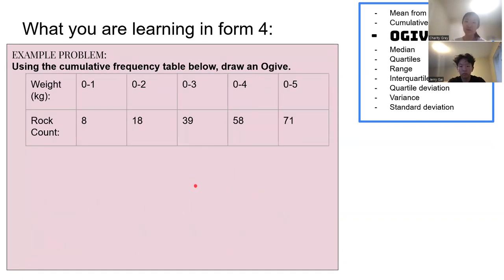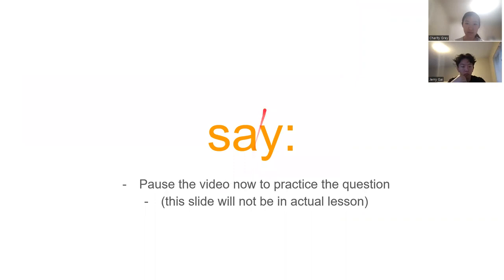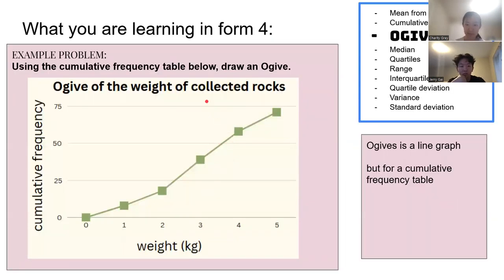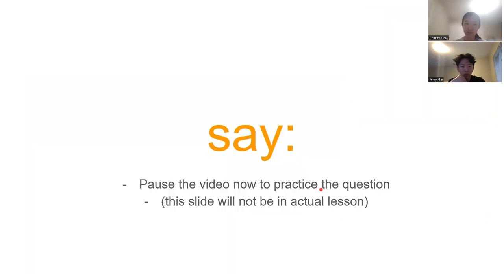An ogive also has to use a cumulative frequency table. The definition of an ogive is a line graph, but for cumulative frequency tables. Pause the video right now to practice the question.